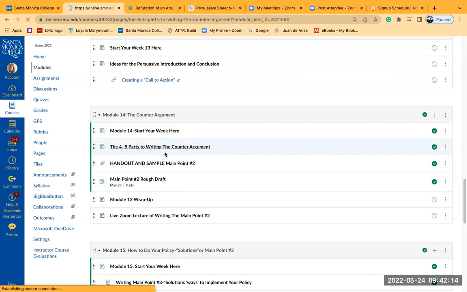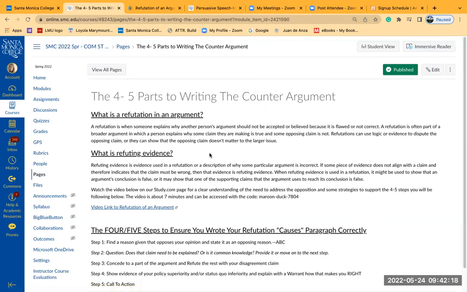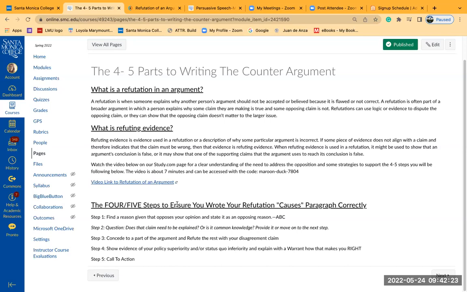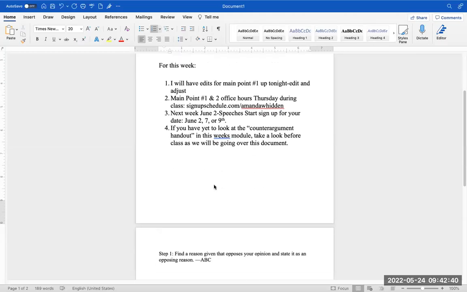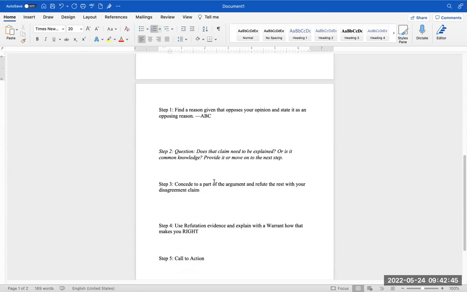We'll look here at the 4 to 5 parts of writing the counter argument. And when you come down here to the 4 to 5 steps to ensure you write this main point correctly, there's going to be about 4 to 5 steps. And that's what I'm going to be going over, are these 4 to 5 steps for each of us to work on today. So I'm going to go over that, and then I'll give you a little bit of information and details about each of them as we go forward.